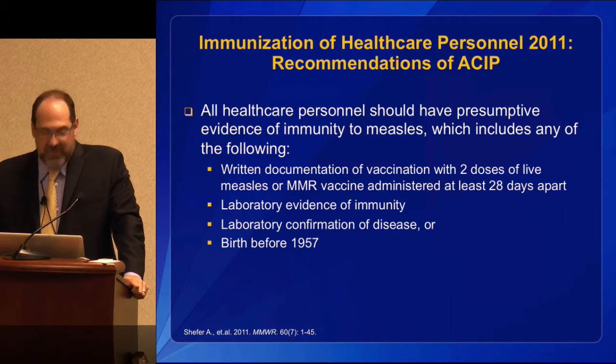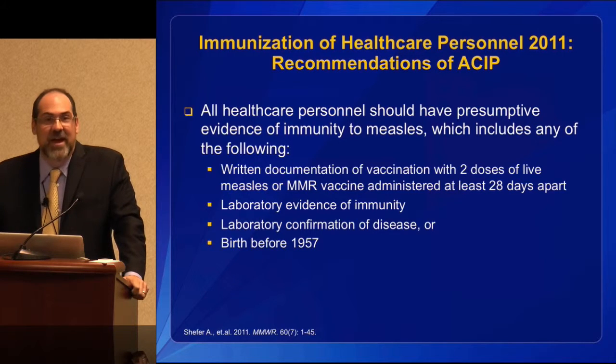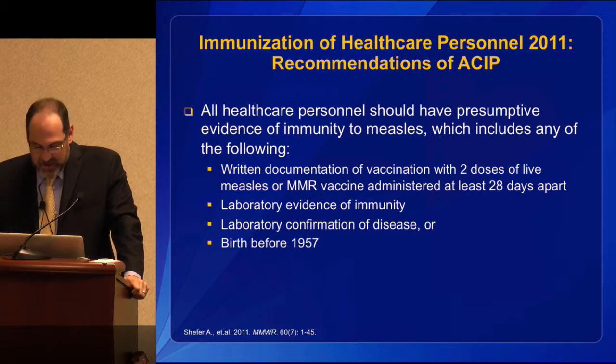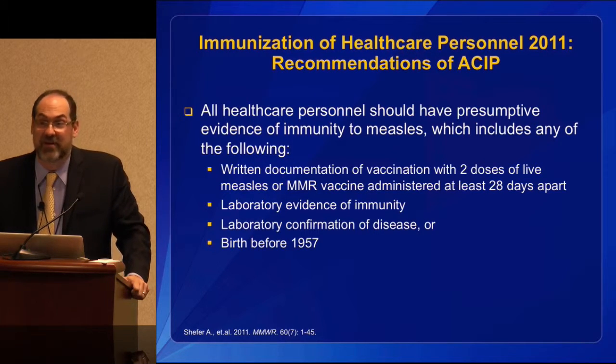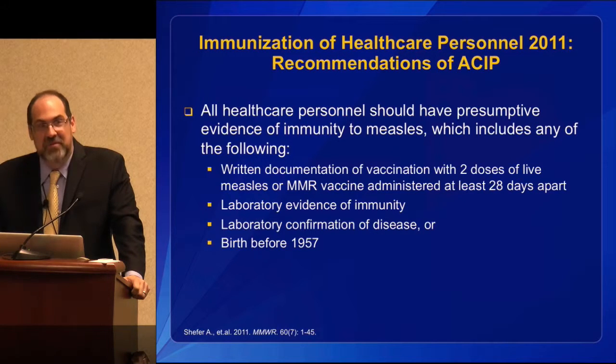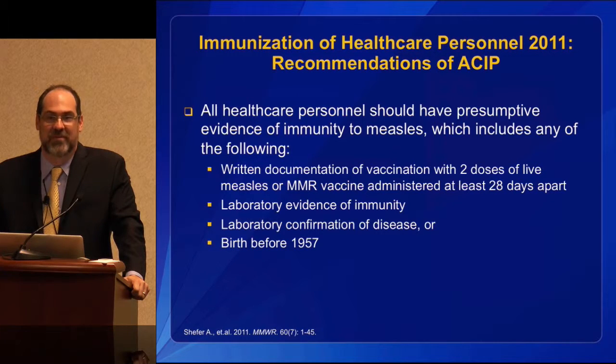Having presumptive evidence of immunity to measles is the most important thing that healthcare workers can do, I think, to protect themselves. And criteria for having evidence of immunity includes written documentation of receipt of the vaccine, or the vaccine series, I should say, having laboratory evidence of disease or that you've been vaccinated, having positive antibody titers, and birth before 1957. I should add that it's recommended that those who do not have presumptive evidence of immunity to measles not care for measles patients. Have someone who does have it provide that care.